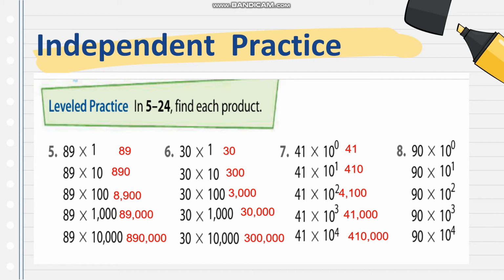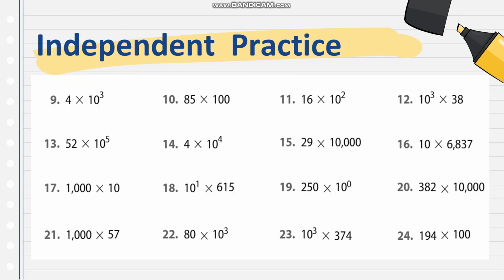And for number 8, 90 by 10 to the 0 power is 90. Next is 900, 9,000, 90,000, and 900,000. Number 9, 4,000. Number 10, 8,500. Number 11, 1,600. Number 12, 38,000.